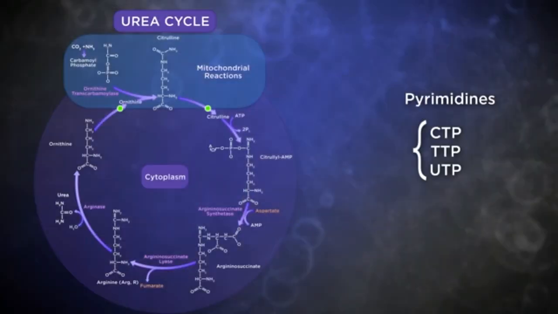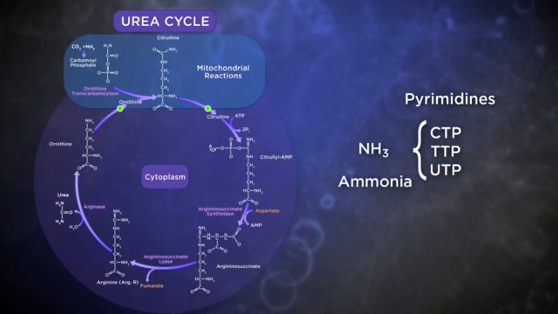Now, what about the breakdown of nucleotides? Pyrimidines are simpler. They get broken down straight to ammonia, and ammonia is removed as urea, as you have seen. Purine catabolism produces a less soluble molecule called uric acid that is normally excreted by the kidneys. If its levels in the blood are high, uric acid can form crystals that may accumulate near joints, causing a painful condition called gout. Uric acid can be excreted as it is, or it can be converted into urea for excretion.